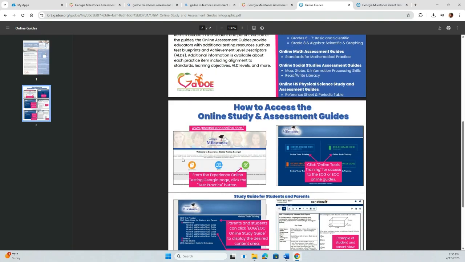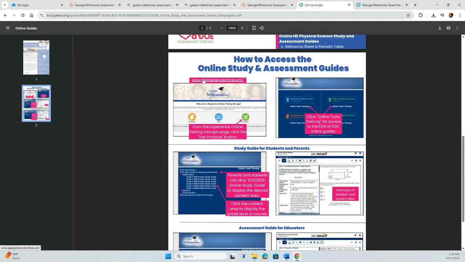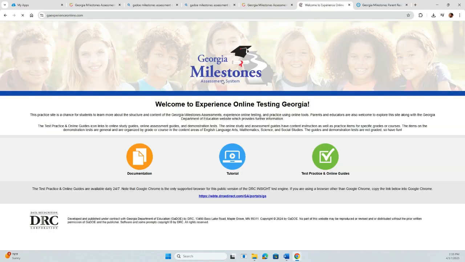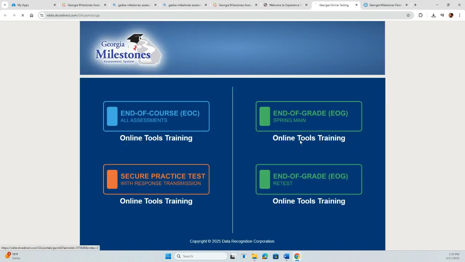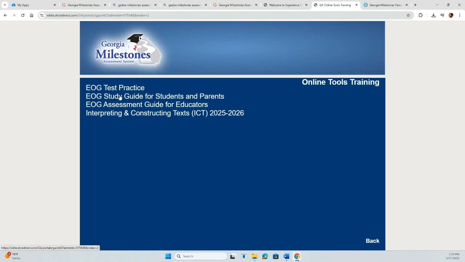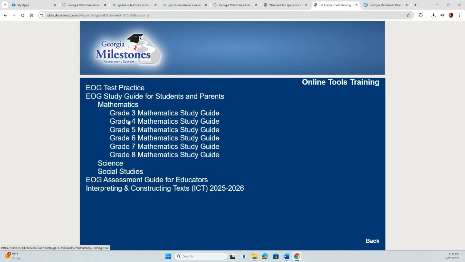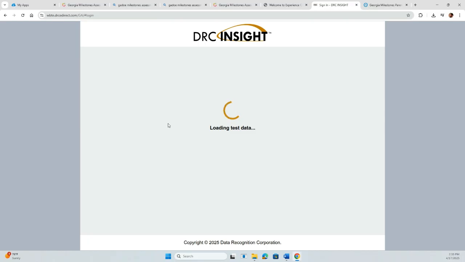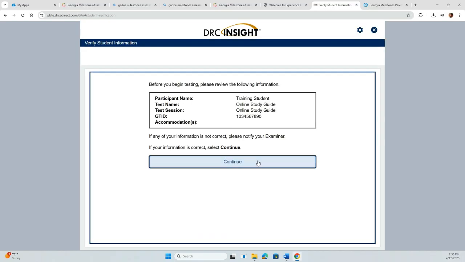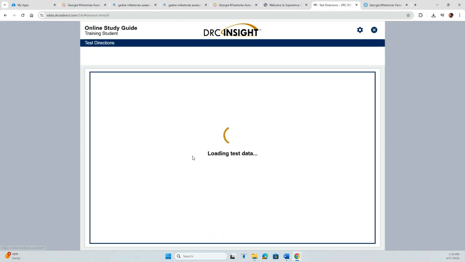So you're going to scroll down to the second page, and at the top of the second page, there's a highlighted pink box that says Georgia Experience Online. You're going to click that box. Let's see, test practice and online guides, online tools, study guide for students and parents. You're going to hit mathematics. You're going to choose grade 4 mathematics study guide. All right, continue. Online study guide.